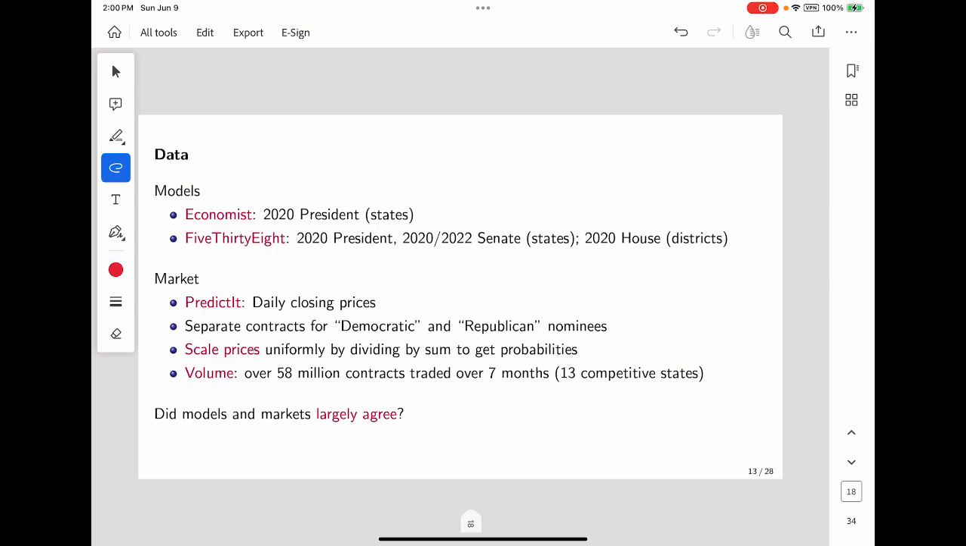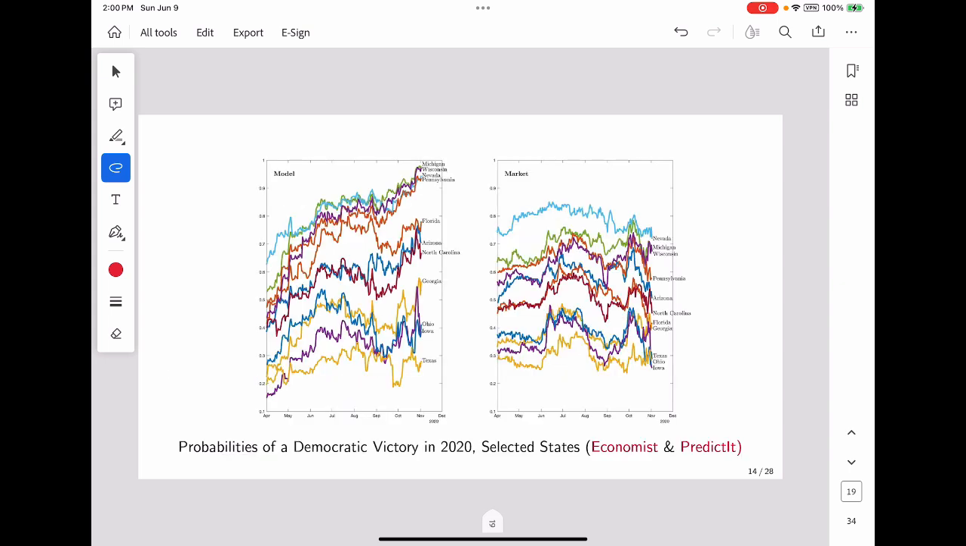Now, the first question I want to look at is whether the models and the markets largely agree, whether they give you roughly the same predictions. And here you see that they don't. So on the left-hand side is the Economist model, and on the right-hand side are the prices from Predicted, and you'll see that the model and the market really disagree. On many, many states, the model was much more optimistic about the Democratic victory in Michigan, Wisconsin, Nevada, and Pennsylvania in particular, almost 100% confident that the Democrat would win those states. The market was much more cautious, much less confident that the Democrat would win those states.